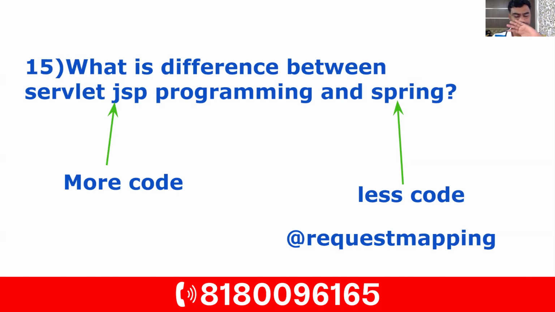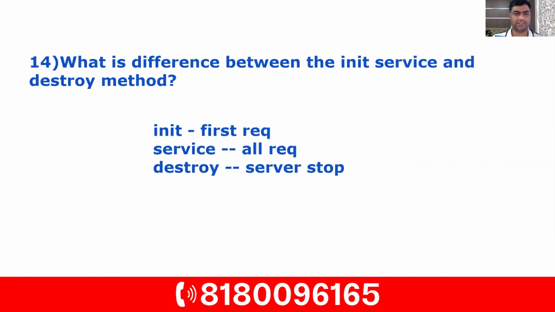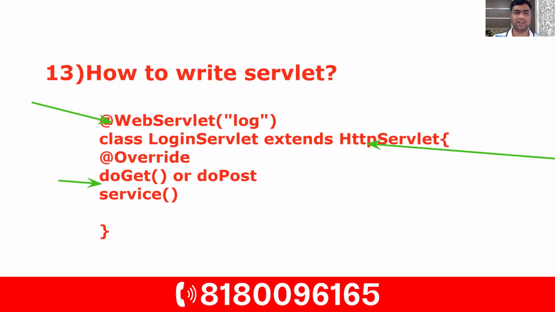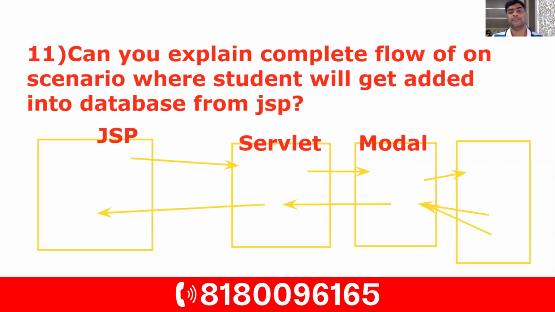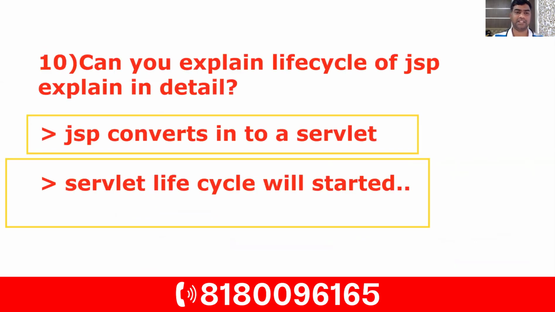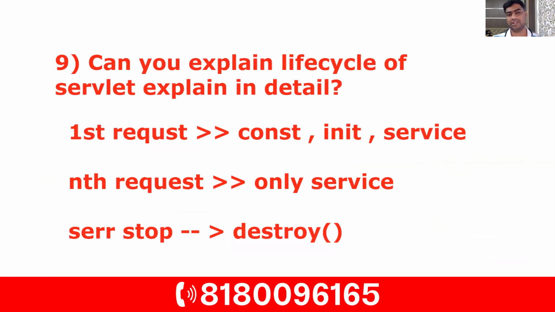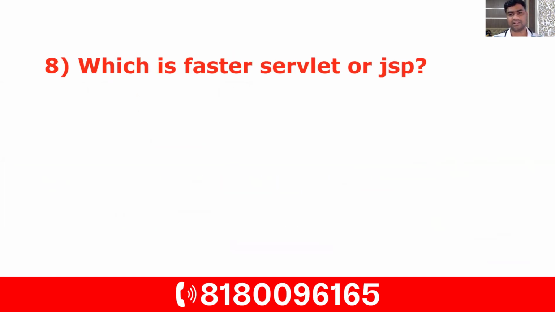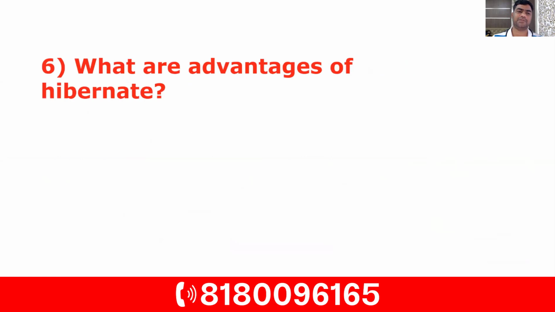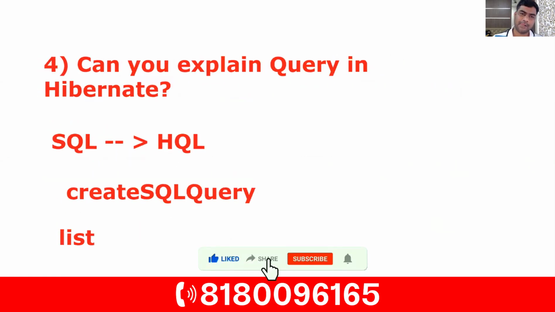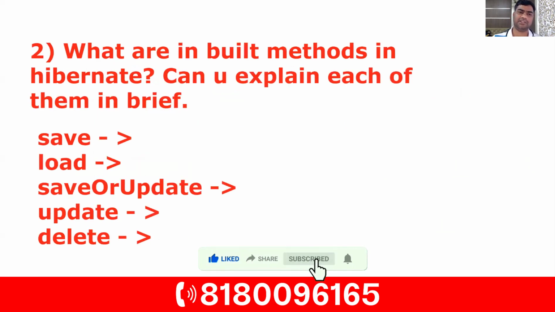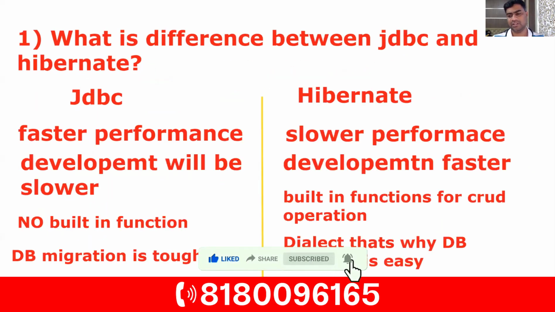So, guys, here I covered 15 questions. This 14th question you might have seen: how to write a servlet. So these are the steps, implicit objects, complete flow, then life cycle of JSP, then life cycle of servlet, difference between servlet and JSP, advantages of Hibernate, what files we require, query, criteria, Hibernate. It's all things we have seen. I hope this will be useful for you all.